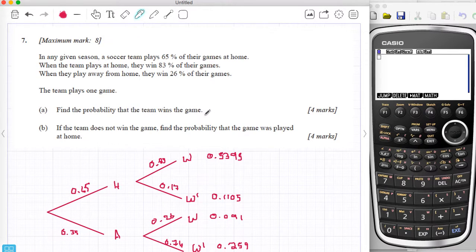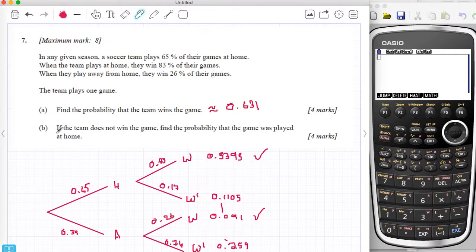Find the probability that the team wins the game. So they choose one game at random, probability that they win the game. Here is where they win the game. Here is where they win the game. So I add these two together, and that gives me 0.6305, or approximately 0.631. So although the answer is there, 4 marks, all the working out has been done here.